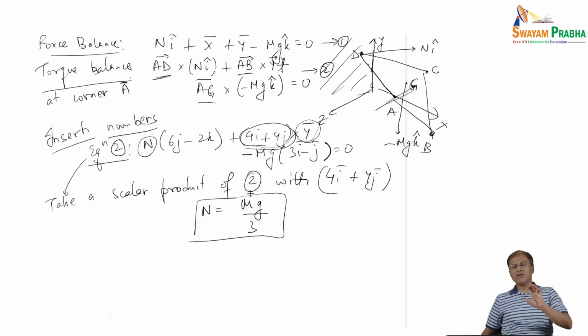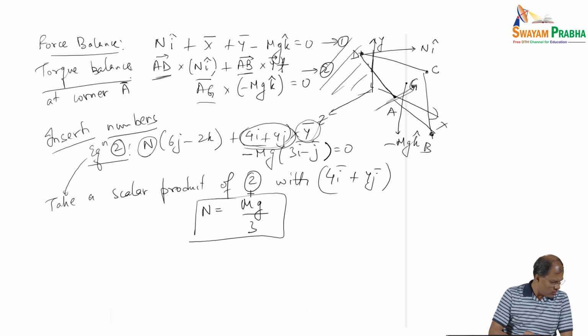So at least by choosing the axis of rotation cleverly, we can eliminate the unwanted unknowns and get the unknowns which we are interested in the problem, in this case the wall normal reaction. Okay, so let us now look at one more example to get a better understanding.